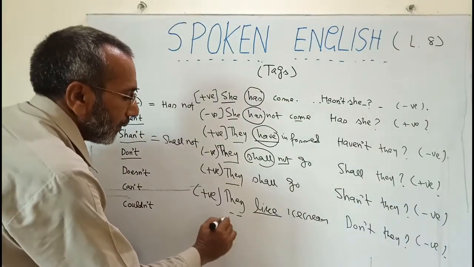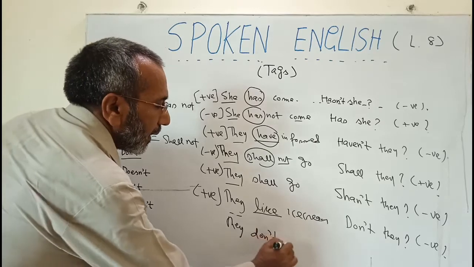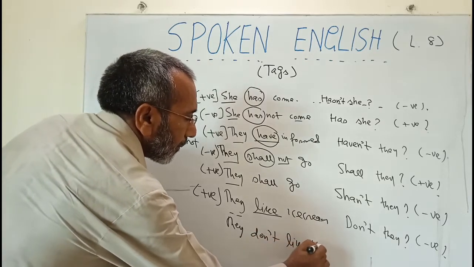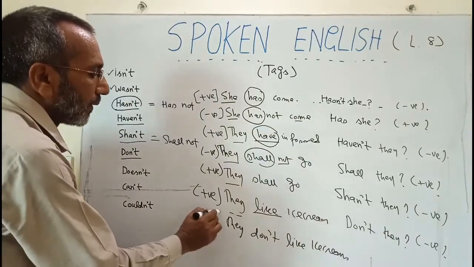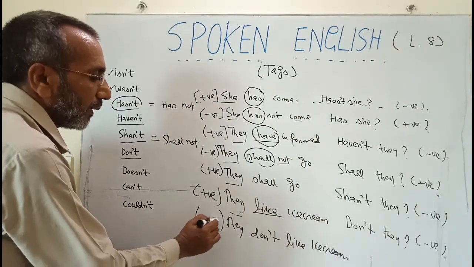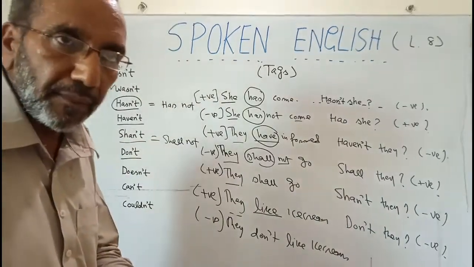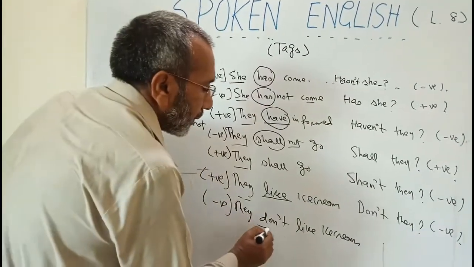If I say "they don't like ice cream" in the negative, what should be its form? Very simple: they don't like ice cream. The expression is negative, so logically the tag must be positive. So, "they don't like ice cream," and the tag would be according to this.